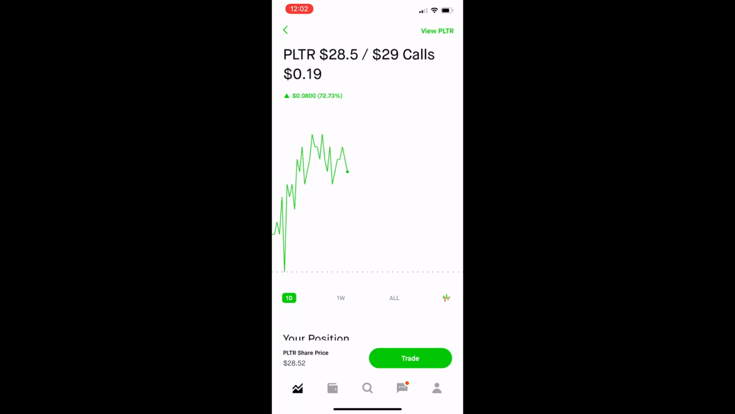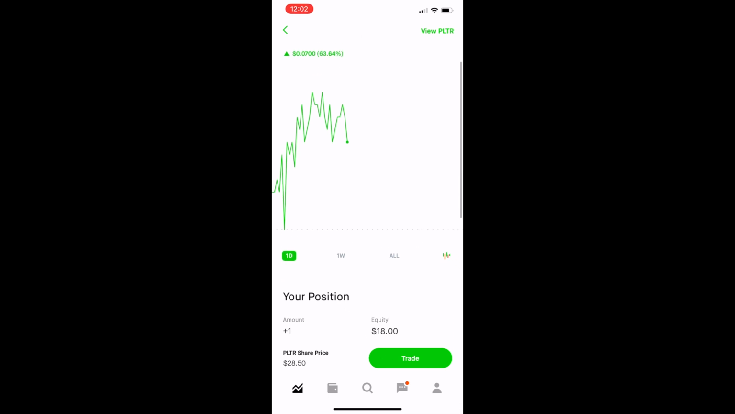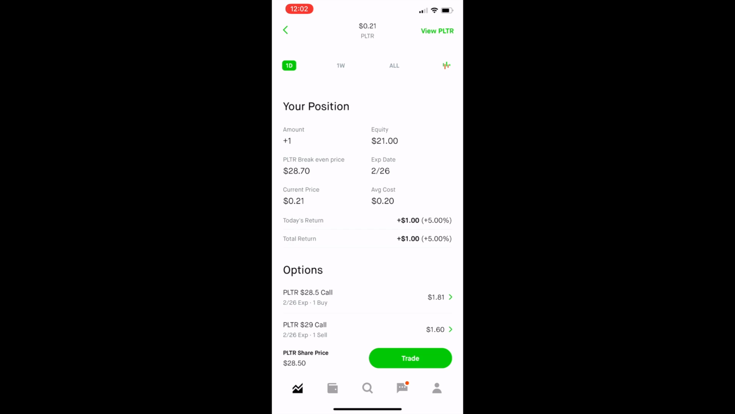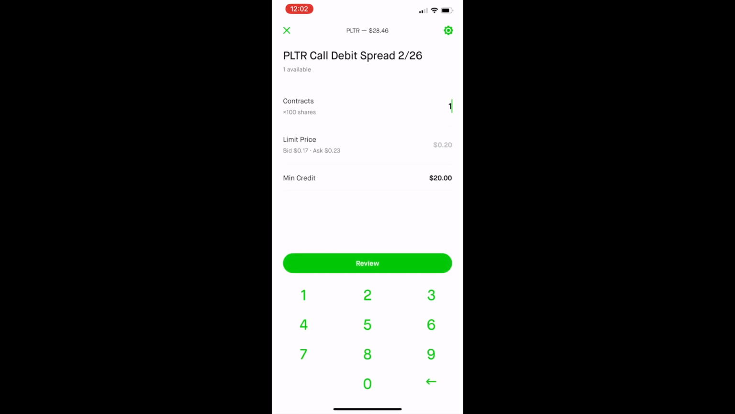So let's look at a debit spread that I recently opened up on Palantir for 28.5 and 29. So my average cost was about 20 cents. So since I paid 20 cents to enter this, obviously my goal is to close it at anything above 20. So when I go to place my closing order, I only have one of them, so I can only sell one of them. Let's just say I want to make 50% profit on this trade. I could go ahead and place a limit order for 30 cents. And then you can see there, it's showing that my minimum credit that I will receive is $30.